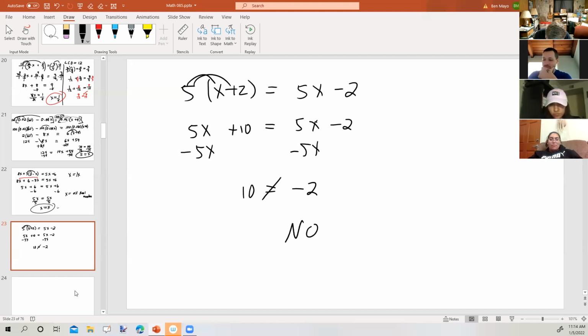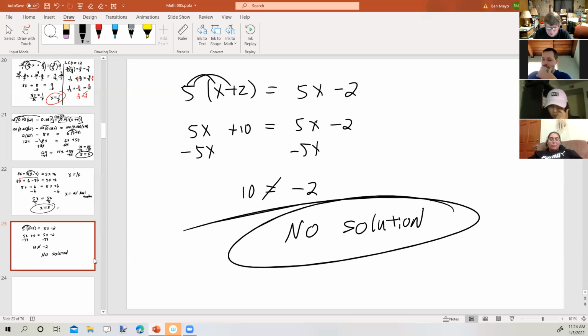So there is no solution because we get a false statement. So there's no number we can plug in for x that is going to make this statement true, because I end up with a contradiction there.